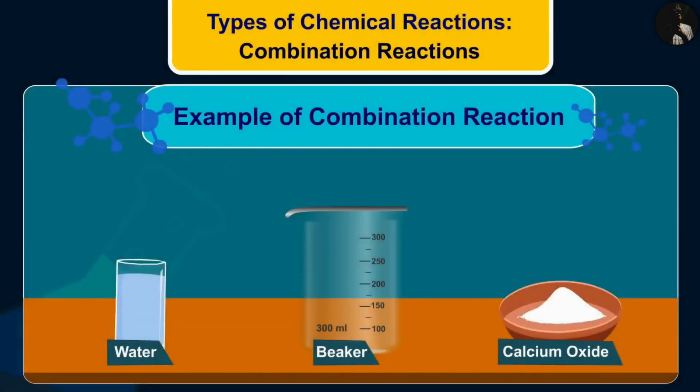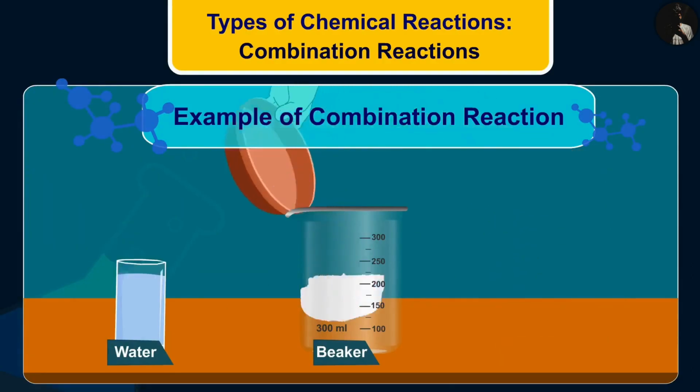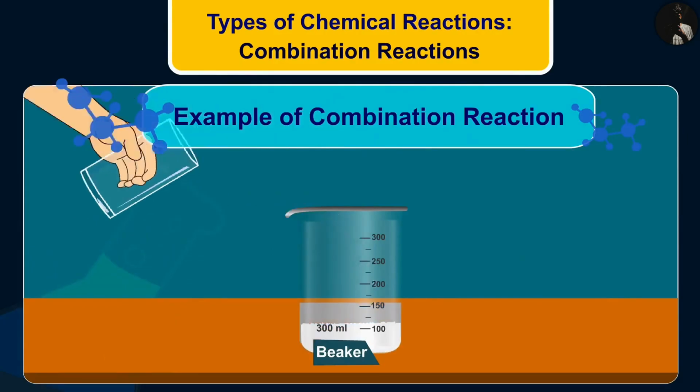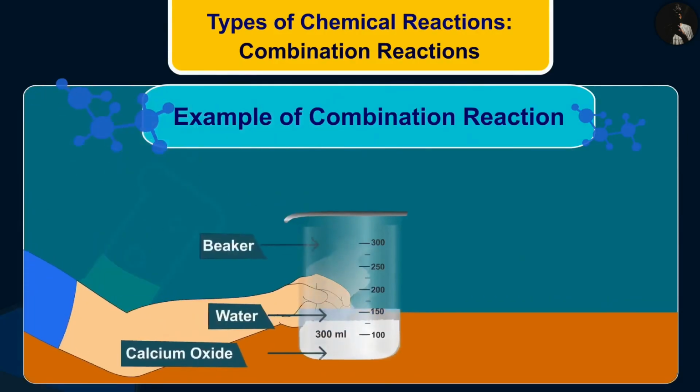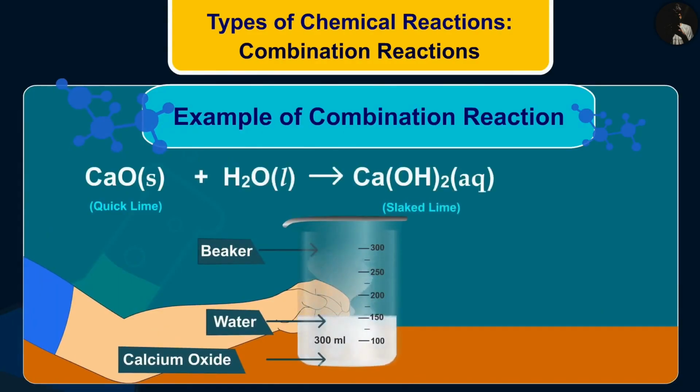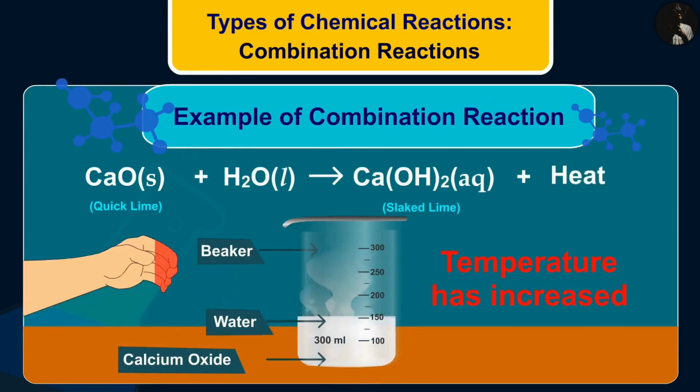Let us take an example of a combination reaction. Take some calcium oxide, which is also called quicklime, in a beaker and add some water to it. Then touch the beaker. Calcium oxide reacts vigorously with water to form slaked lime, that's calcium hydroxide, and releases a large amount of heat energy. So at the same time, you will see that the temperature of the beaker has increased.